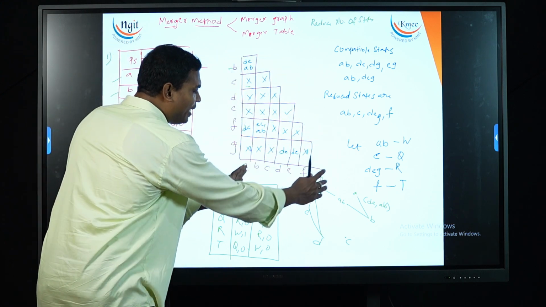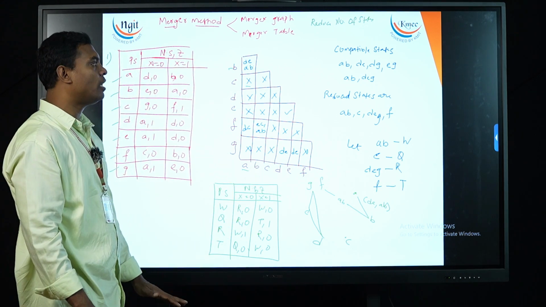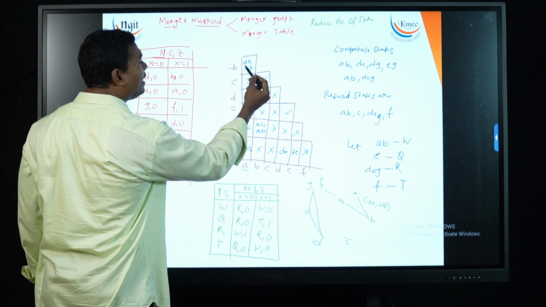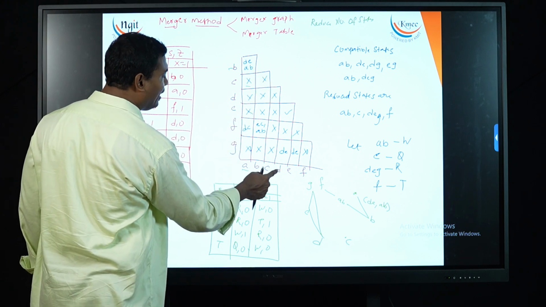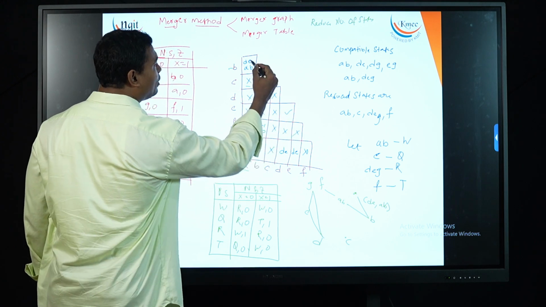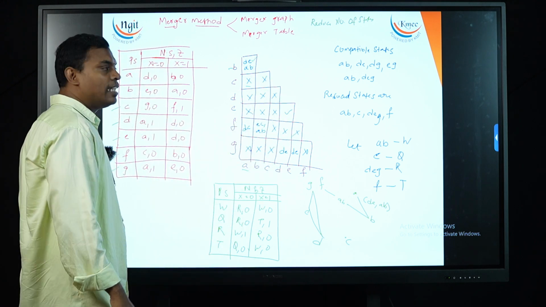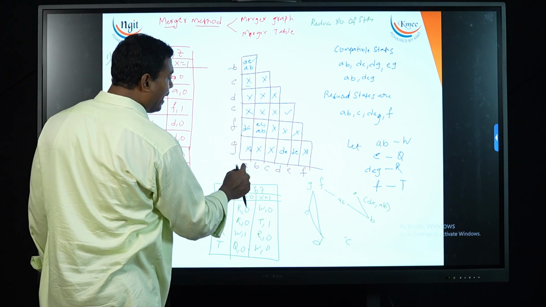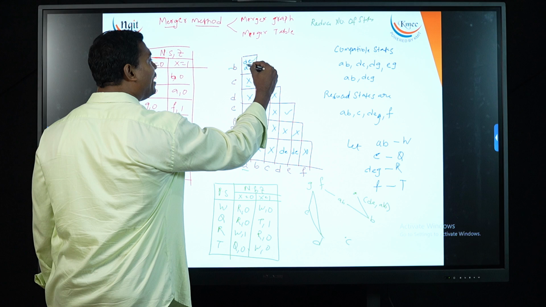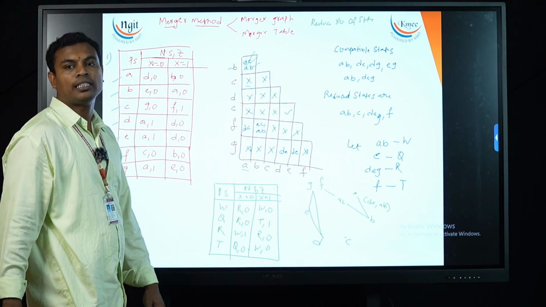Once I complete this table, what do I need to look after? I need to look at the compatible states again. Check whether D and E are compatible. Both are compatible, so I mark a tick here. Next, I need to check A and B. Both are compatible, so I tick the mark. I need to mark this box completely with a tick mark.